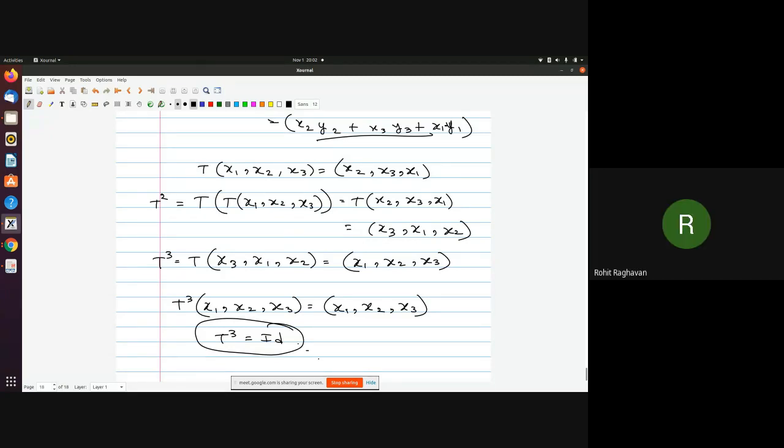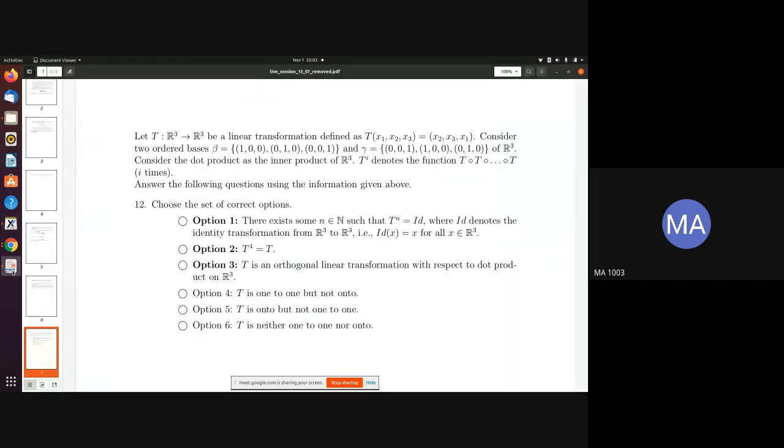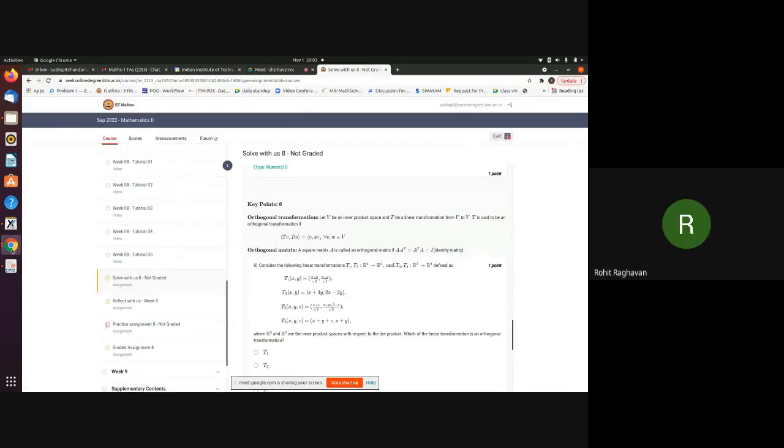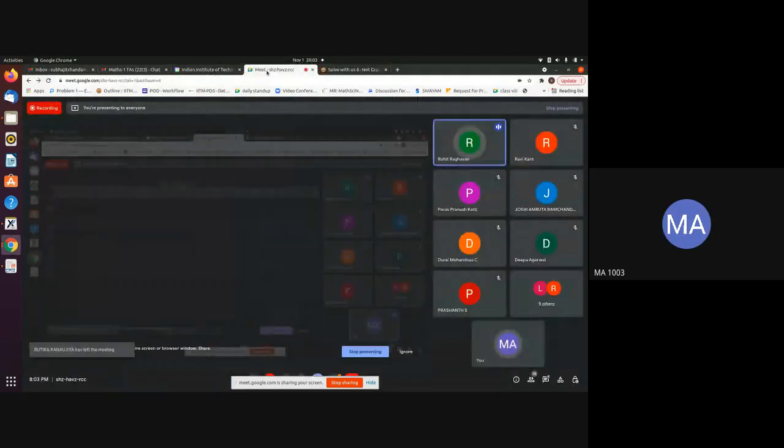Okay, sir. Got it, no? Yes, sir. Now I got it. Actually, if we apply T once more, then T4 is basically T. Yes, sir. That is the second option then. Got it? Yes. So this is basically what we have. Is it clear to everyone? So this is more or less what we had.